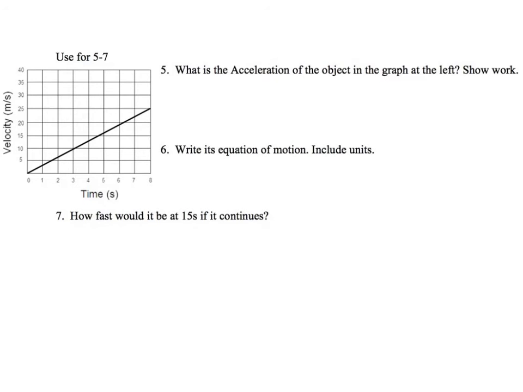Okay, 5 through 7. So we have a VT graph. It says, what is the acceleration of the object in the graph at left? Show work. How do you find acceleration on a VT graph? That's the slope. You need the rise and you need the run. And you might as well just use the whole thing because it's easiest to read that way.